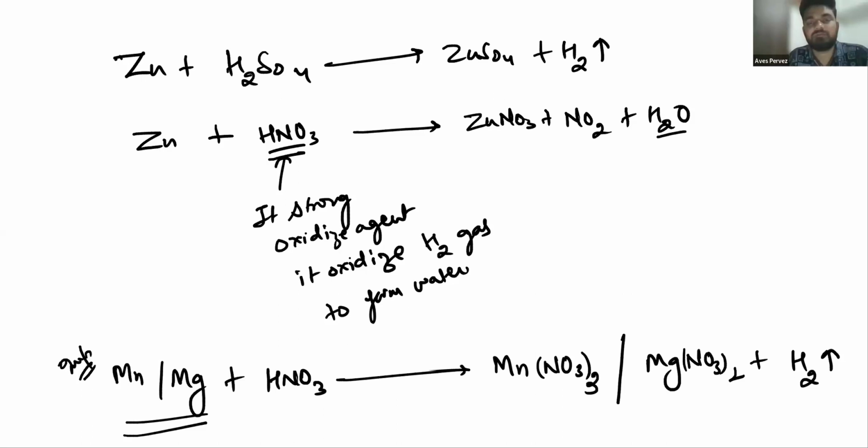Done, dear students? Yes, sir. So that is manganese nitrate, Mn(NO3) whole thrice, because the valency of Mn is 3. And the valency of magnesium nitrate is 2. Okay. Done, sir.